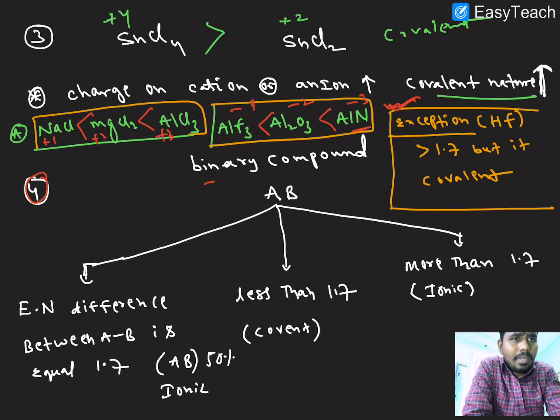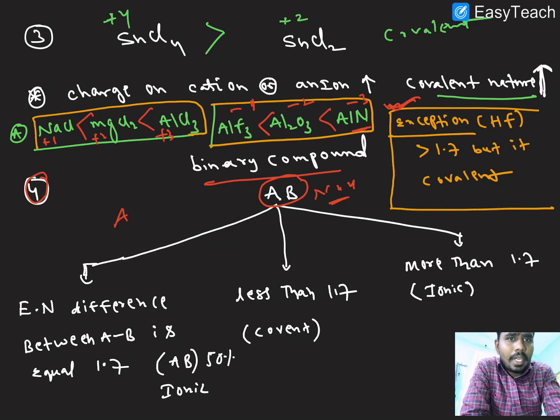Right? So binary compounds, AB type compounds like NaCl. The electronegativity difference between A and B is equal to 1.7. A has some electronegativity and B has some electronegativity, you can subtract them, and that value is equal to 1.7. In such a compound, it has 50% ionic character.